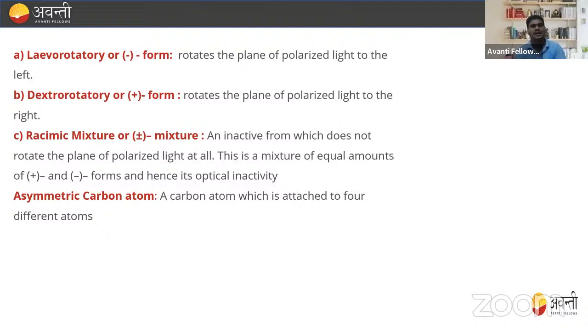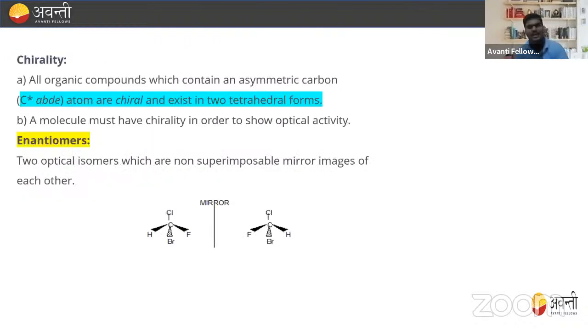So what is an asymmetric carbon atom? Basically, a carbon atom which is attached to four different atoms or groups is known as an asymmetric carbon atom, right? Here we also need to know what chirality is, because this also plays a very important role here. That is, what is chirality, right?